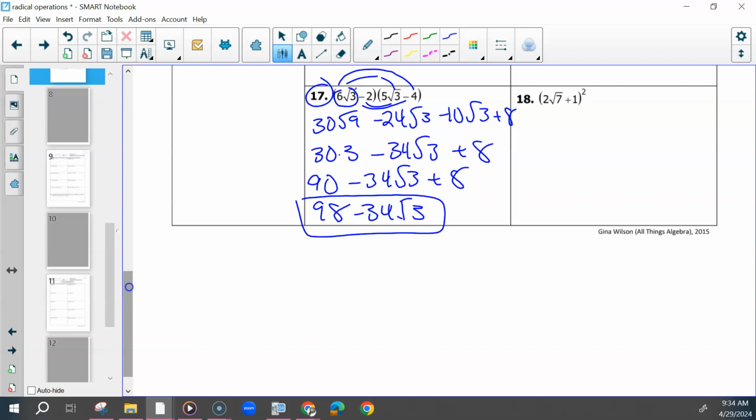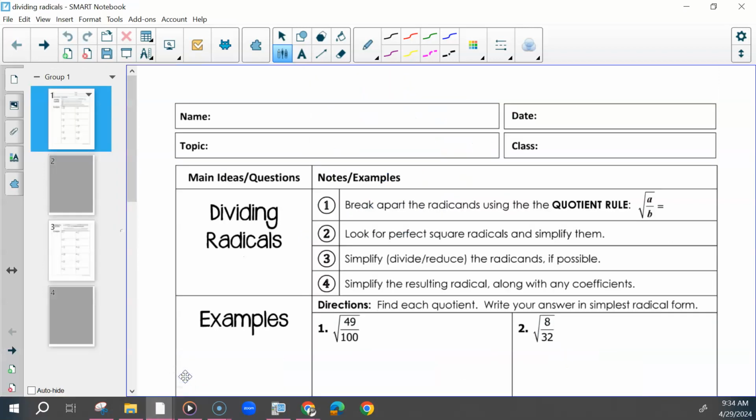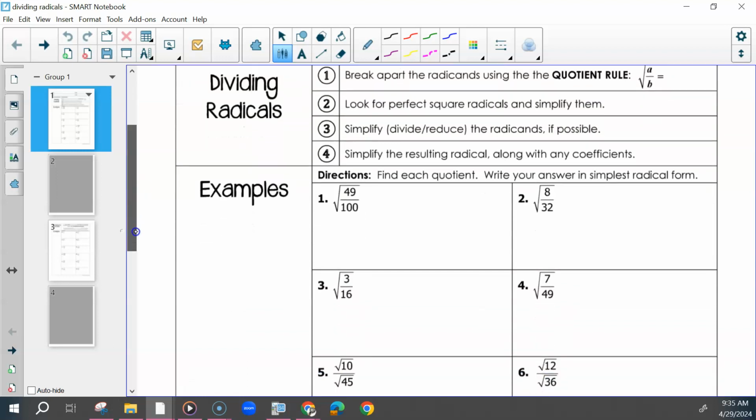Last part, go on to dividing. There are a couple different ways to do dividing. You look at it however you choose to start it and then go from there. So if you have perfect squares, like 49 and 100 are both perfect squares, you can separate this into two different radicals. The square root of 49 over the square root of 100.